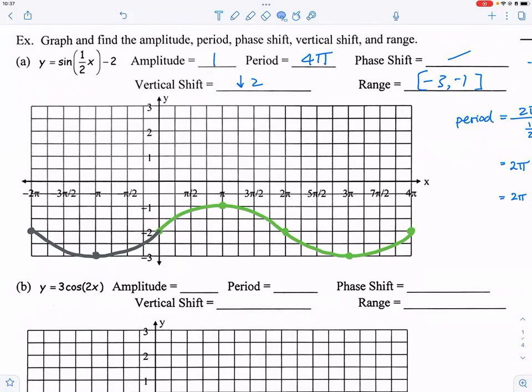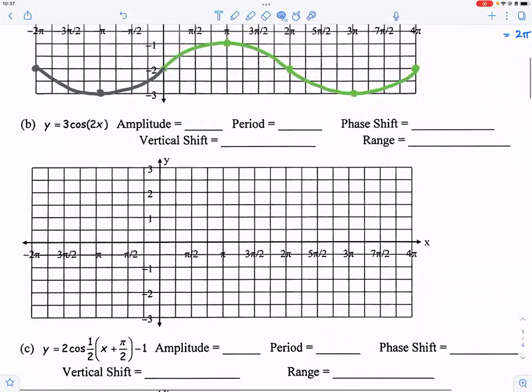So for part B, what's the amplitude? 3. Vertical shift, 0. Phase shift, 0, none. Okay. Period, pi. The range is -3 to 3.